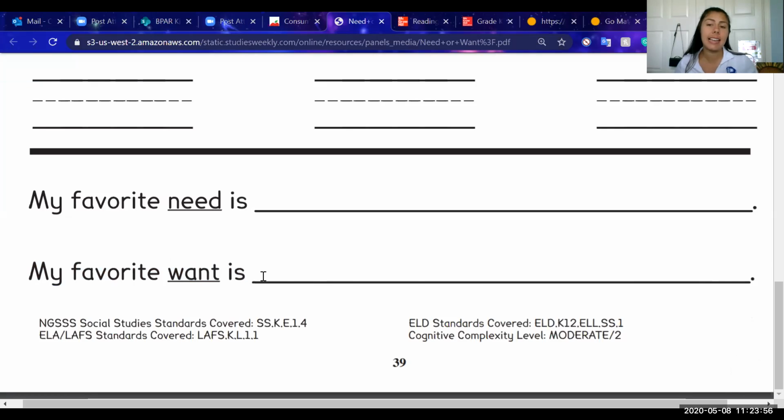For you, this could be things like different toys that you have. It could be maybe a gaming system you use, or maybe a tablet. It could also be things like candy or dessert. So those are all examples of different wants you may have. I'm going to share my favorite want with you. My favorite want is new clothes.